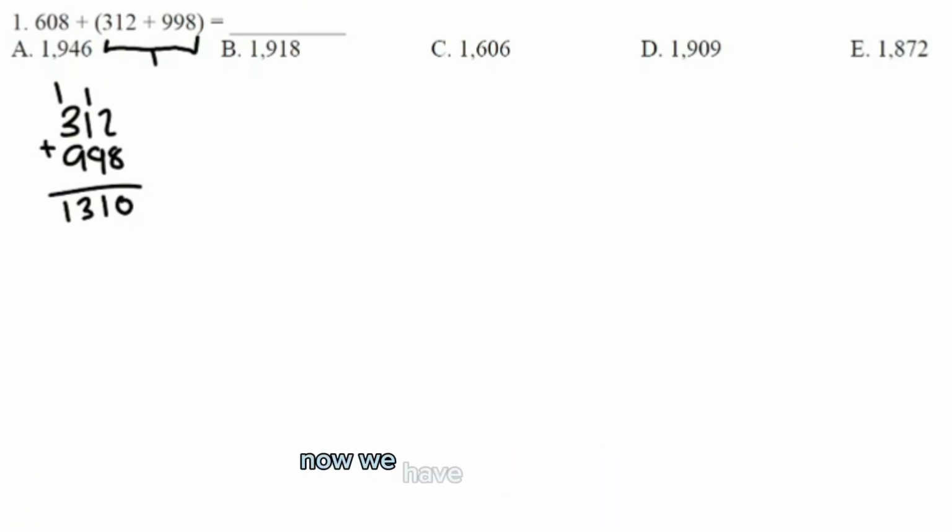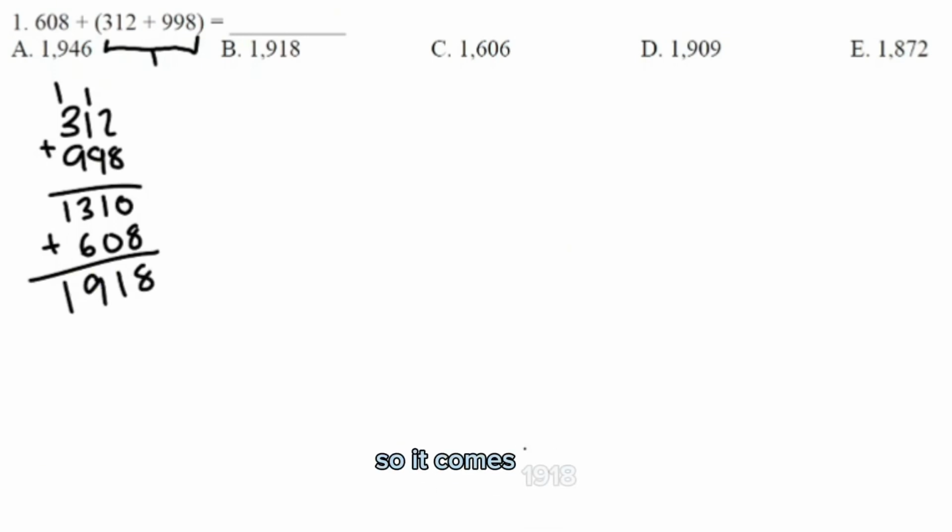Alright, now we have to add the 608. So 1310 plus 608. So that's 8, there's a 1, 9, and 8. So it becomes 1918, and that's your answer.